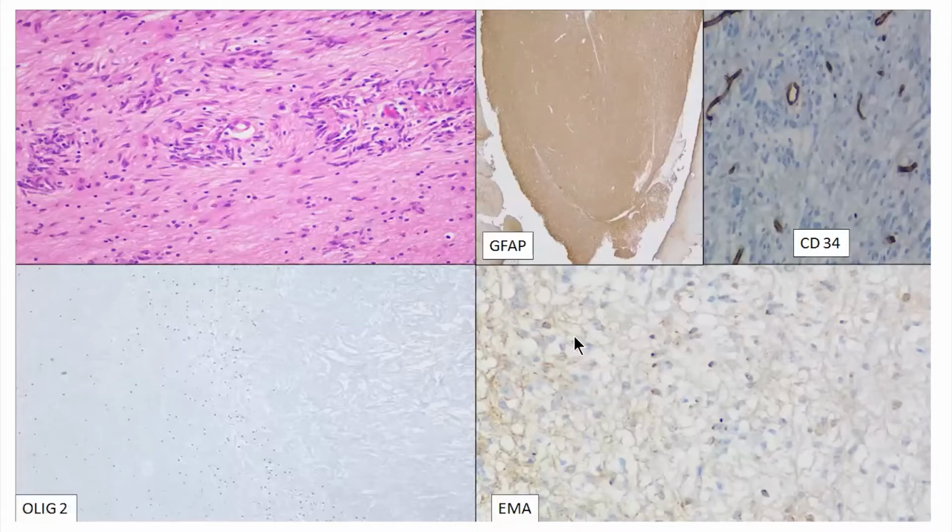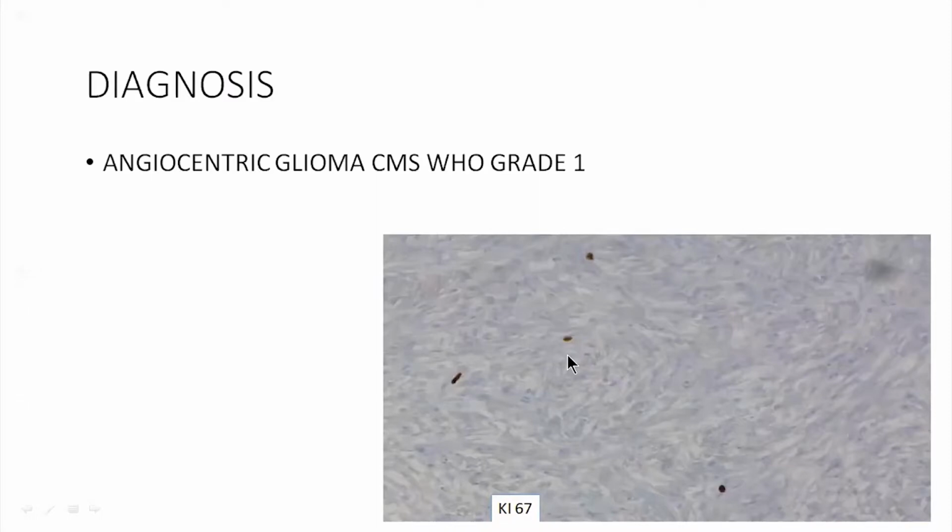But Ki-67 was very low, and seeing the concentric location, and also the area was not there, the diagnosis was angiocentric glioma, seen as WHO grade 1. So this was the first time I came across this entity. This is a low-grade tumor.